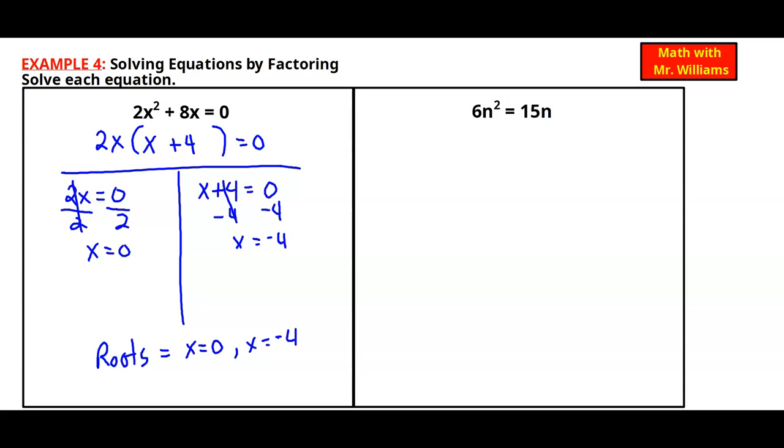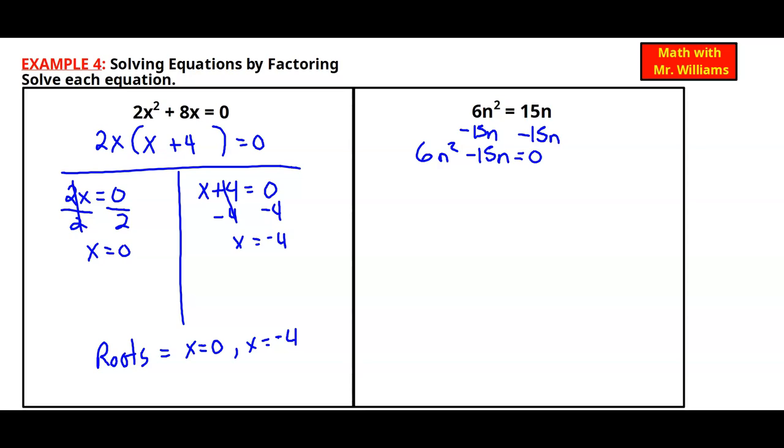All right, on to the second one. So I have 6n squared equals 15n. Well, I know I want to use that 0 property, so what I'm going to do is move that 15n to the other side. To do that, I'm going to subtract it. Now, I can't take that away from the 6n squared, so I'm going to rewrite this now as 6n squared minus 15n, and now it equals 0. Now I'm going to go ahead and factor it.